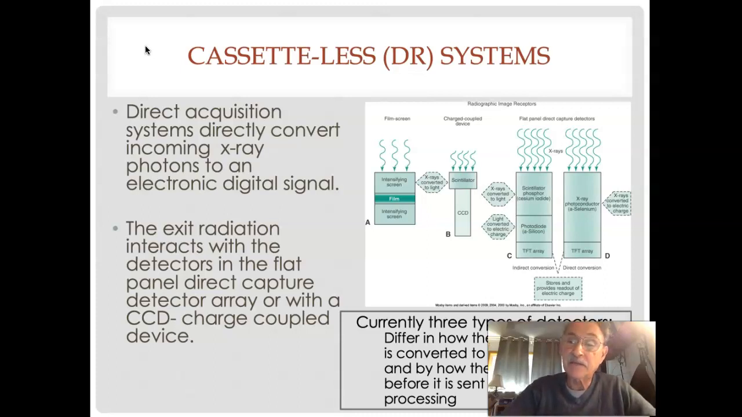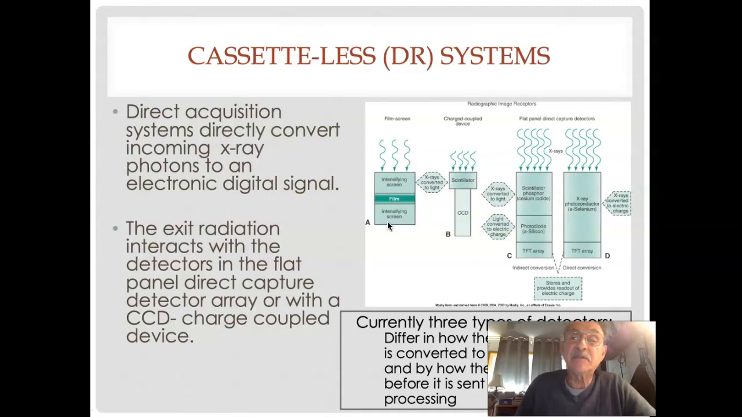Currently, there are 3 types of detectors. They differ in how the X-ray energy is converted to an electric charge and how the signal is captured before it's sent to the computer for processing. So I'm looking at this illustration now. Here we go. This one is the film screen model.